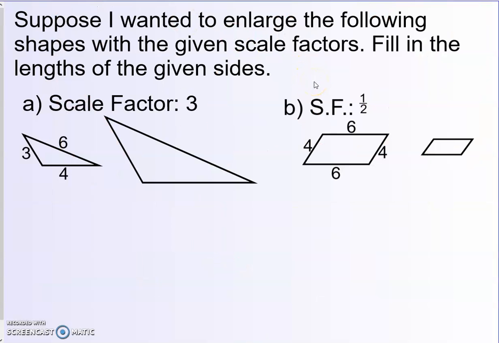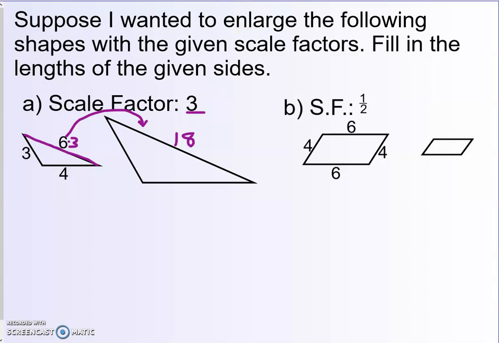So let's get on and take a look at some of these problems in our guided notes. Suppose we wanted to enlarge or shrink the following shapes with the following scale factors. Now that scale factor, those are the proportions we use to find the size of the sides. So here the scale factor is 3. And what that means is I'm going to take this 3 and multiply it by each side. So if this original side right here is 6, when I multiply it by 3, it becomes 18.